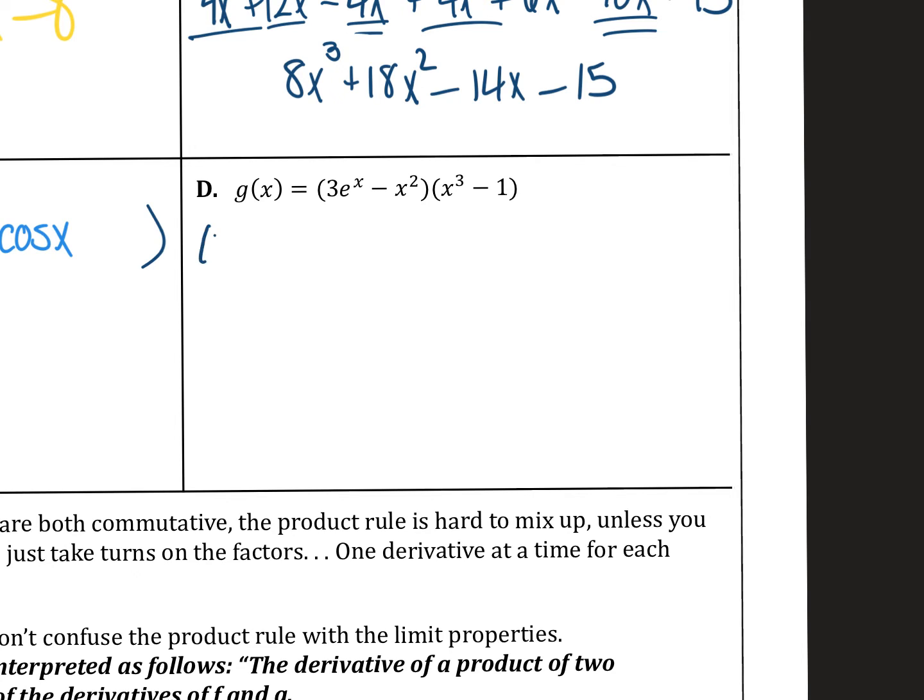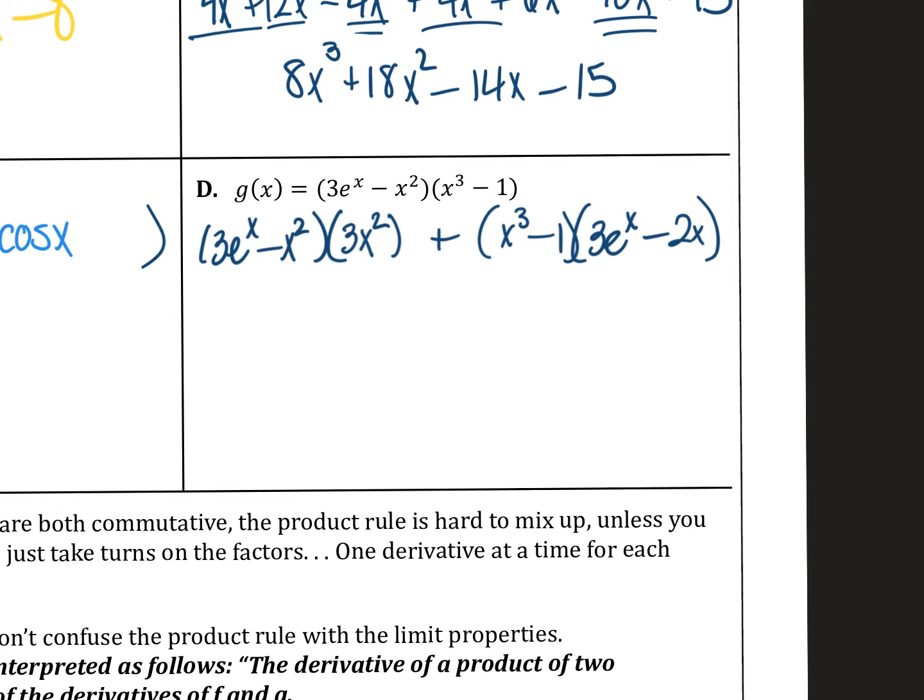Now we had this one. So it's our first, 3e to the x minus x squared, times the derivative of the second, 3x squared. Plus the second times the derivative of the first, which is 3e to the x minus 2x. So the 3e to the x will stay the same. Hold on. How is the derivative of the first one 3x? Because 3x squared? Oh, wait, never mind. I see it.